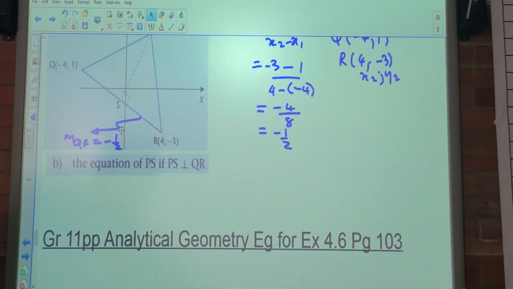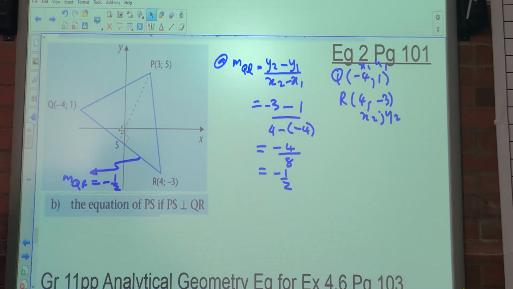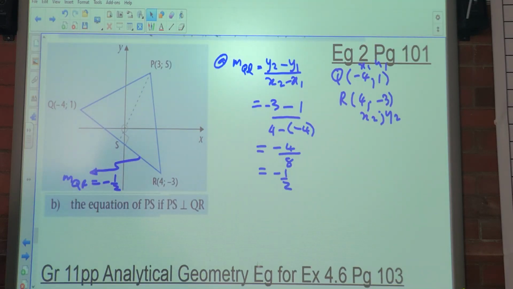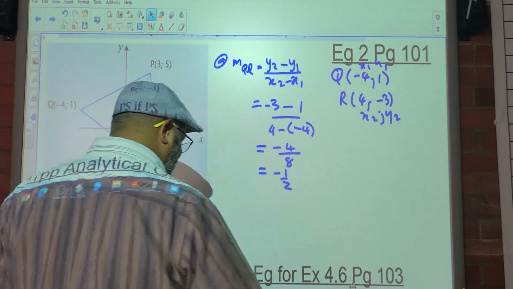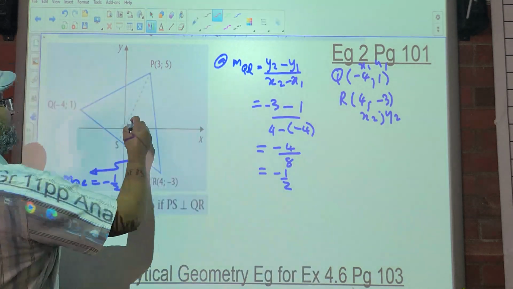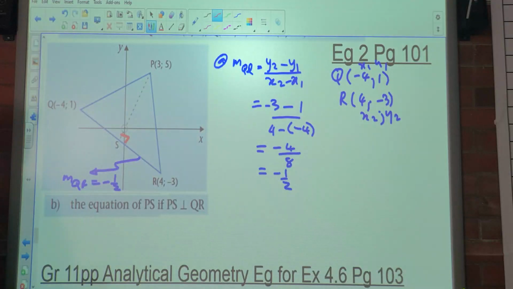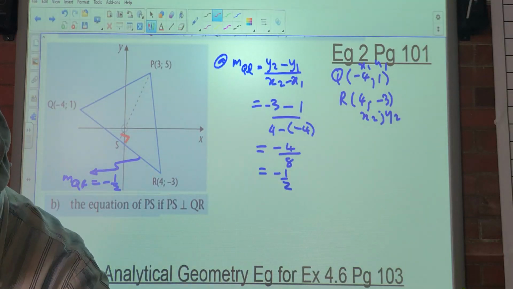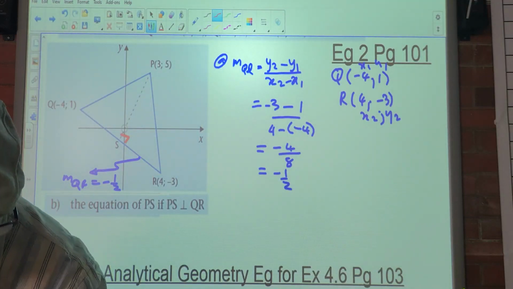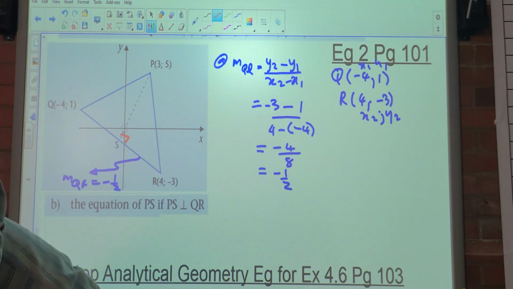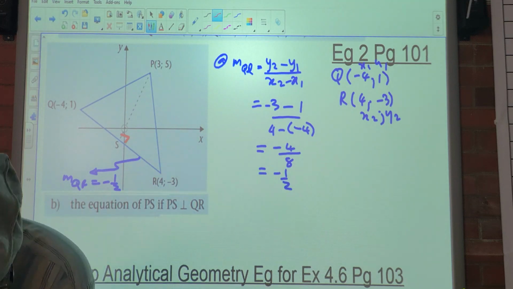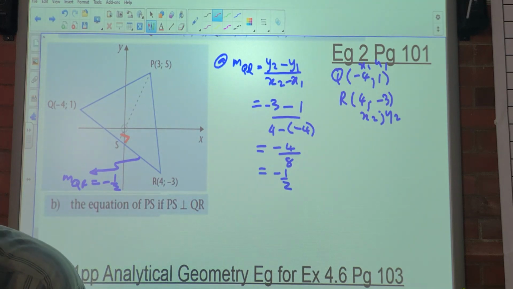B says calculate the equation of PS. So if you're looking at PS is perpendicular to QR. People, if lines are perpendicular, what do we know? The product of the two gradients is negative 1.